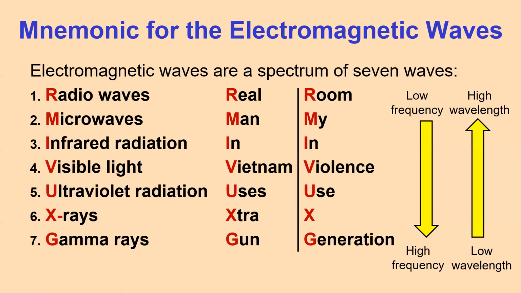Because all of them will travel at the speed of light, which is 3 times 10 to the power 8 meters per second in a vacuum. So V equals F lambda. When lambda is high, the wavelength is high, the frequency will be low. So we say that the frequency increases downwards. That means gamma rays have the highest frequency, which also means it has the most energy. But then it has the lowest wavelength. That means it can only travel a very, very short distance. The wavelength is so small.